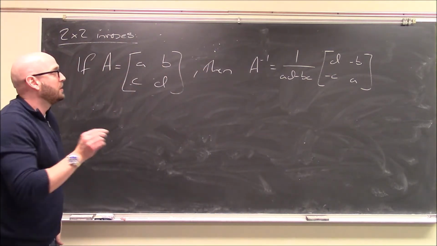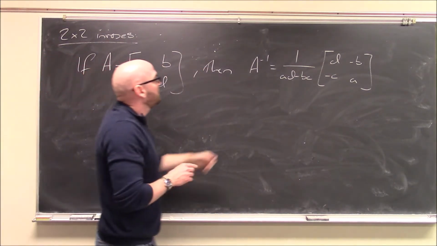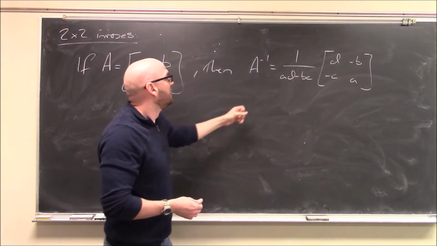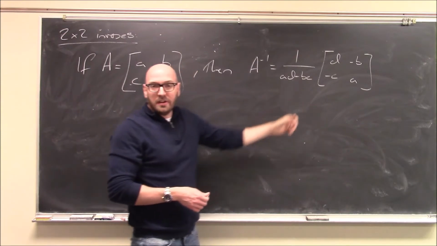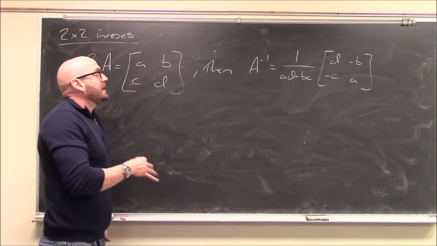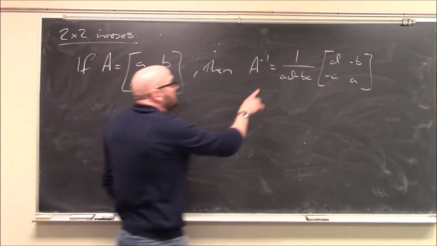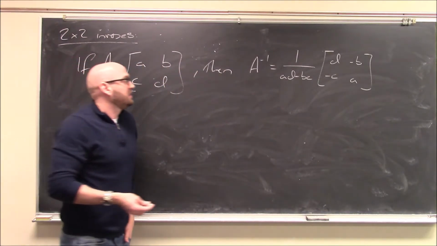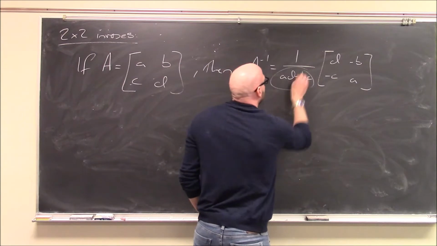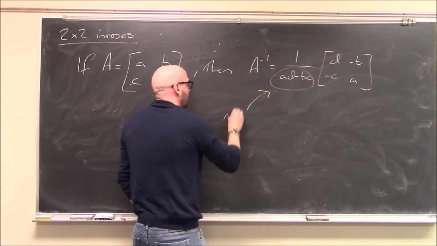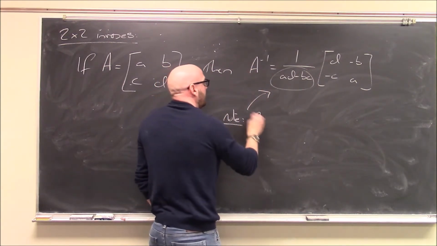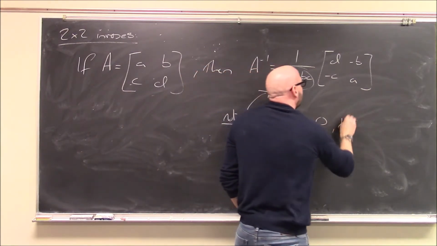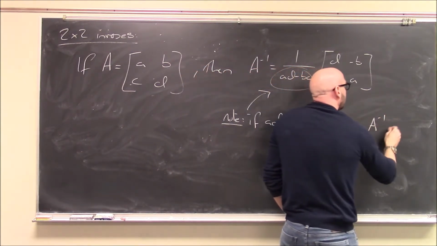I want to point out there's a catch. Notice that AD minus BC can be 0, and this gives me 1 over 0. And that doesn't make any sense. So in that one particular case where AD minus BC is 0, an inverse simply doesn't exist. So note, if AD minus BC equals 0, then A inverse does not exist.